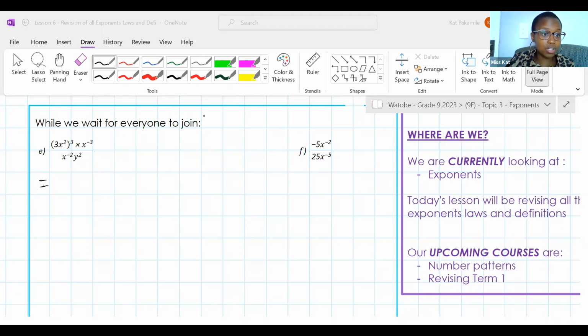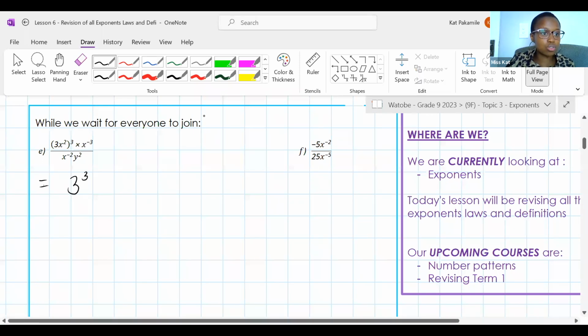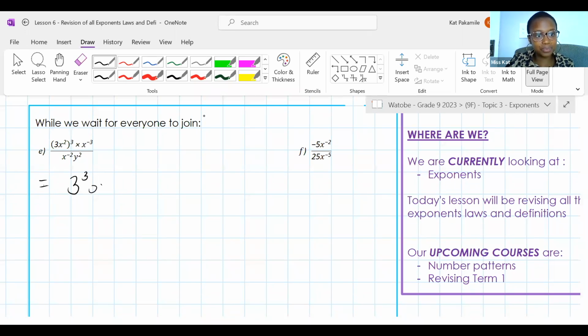Okay, so first I'm going to start over here, which is our distributive law. So we're going to have 3 cubed, and x^2 times 3, times x^-3, and this is all over x^-2 y^2 equals.